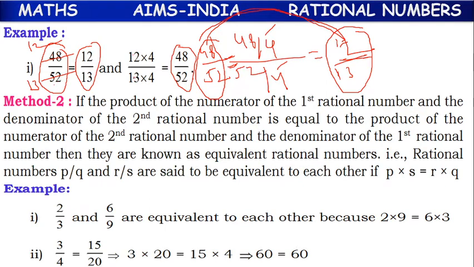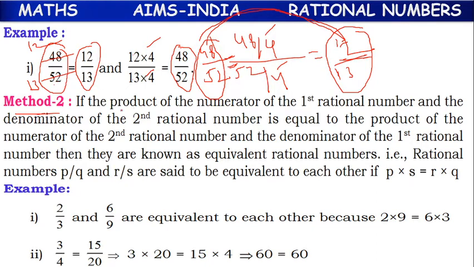Or we have 12 by 13. If you multiply with 4, then we will get 48 by 52. Then also we can tell that both of them are equivalent. Okay, that is about first method. While telling the equality of two rational numbers, if there is a possibility of division of both the numerator and denominator with the same non-zero integer, or multiplication is possible, then the resulting rational numbers are equivalent to the given rational number. So next, method 2.